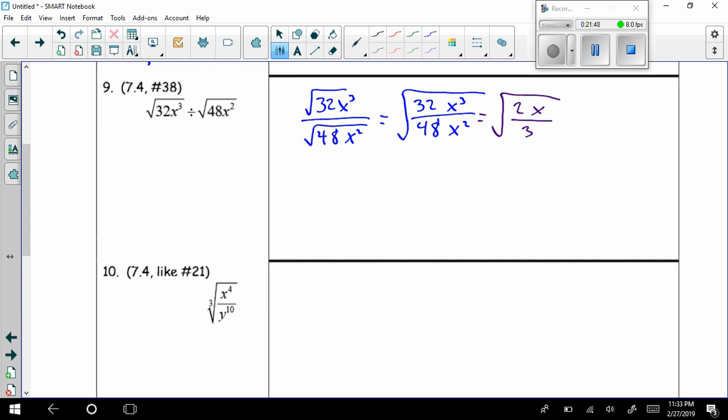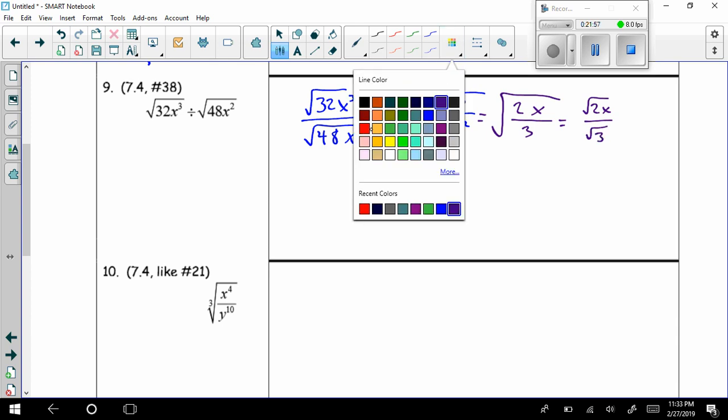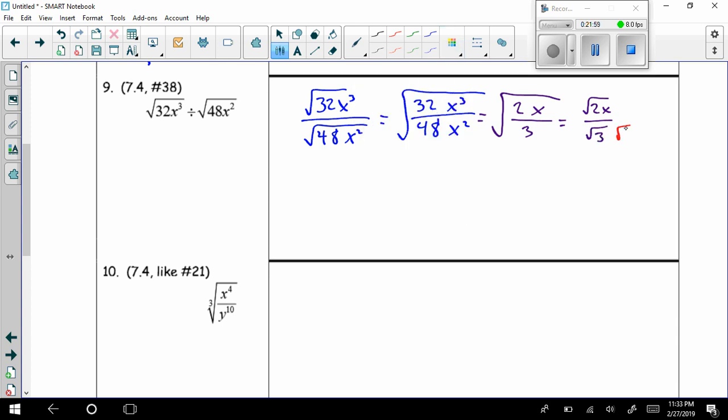3. And then we could pull that back apart. So now we have the square root of 2x over the square root of 3. So to rationalize, we need a root 3 on the bottom because root 3 times root 3 will utilize that rule. So now I have 3, and on top I have 6x.